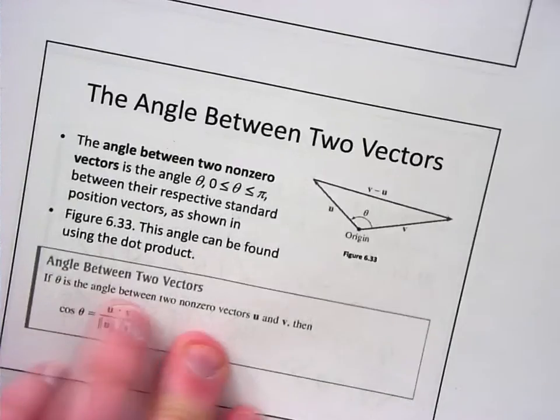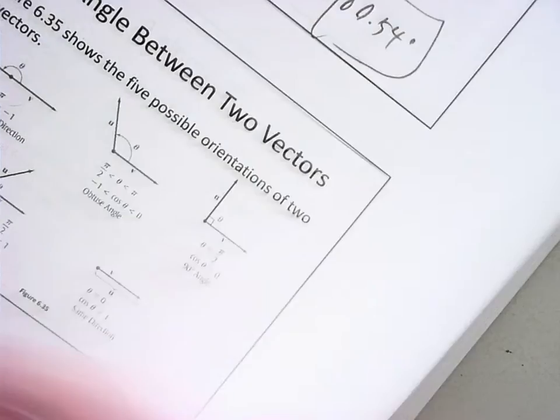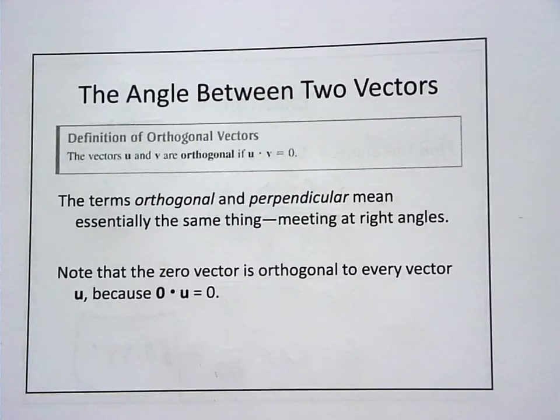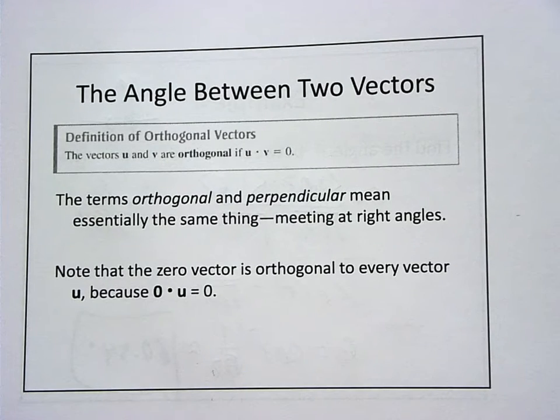Cosine 90 is 0. Okay. So that fraction, what would make it 0? If the top was 0. The top is 0. In other words, if you have two vectors and you dot product them together and you get 0, what does that mean the angle between them is? They're perpendicular. Or the book will actually use the term orthogonal. Orthogonal means roughly the same thing as perpendicular. It actually refers to multiple dimensions.